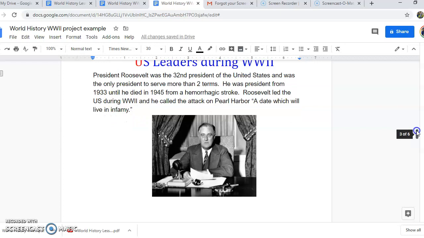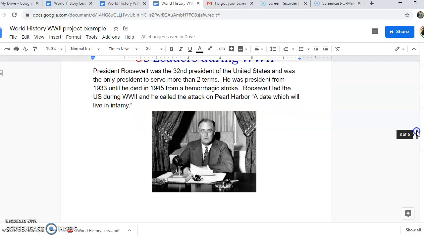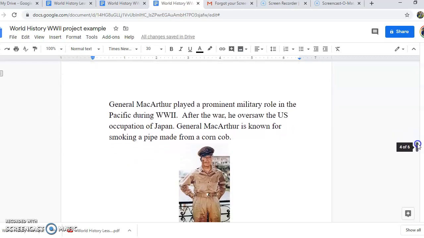I do not want anyone to copy this paragraph. Make sure you find your own information. Even if you include some of what I wrote, put it in your own words.